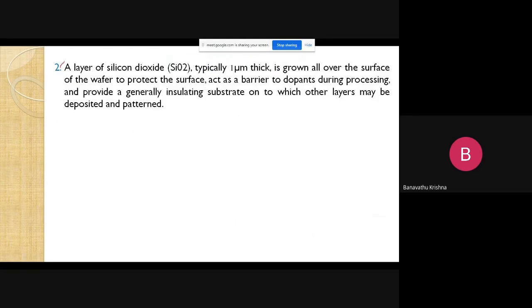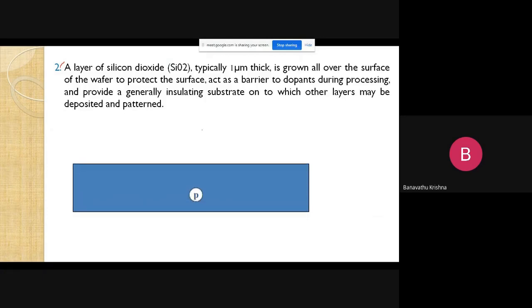So the second step is a layer of silicon dioxide, typically 1 micrometer thickness, grown all over the surface of the wafer to protect the surface, act as a barrier to dopant during processing, and provide a generally insulating substrate onto which other layers may be deposited and patterned, right? This is the p-type substrate. Now we need to cover the entire surface of this wafer cut with the silicon dioxide layer, 1 micrometer thick. This silicon dioxide layer will protect the surface and act as a barrier to doping during the processing.